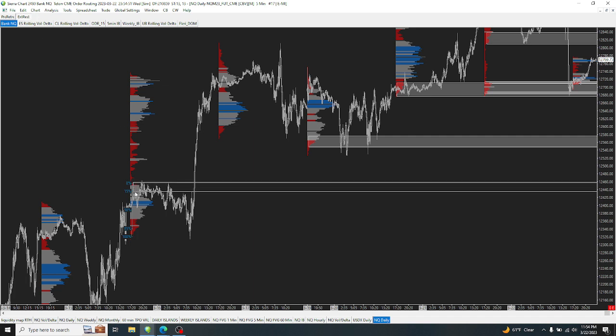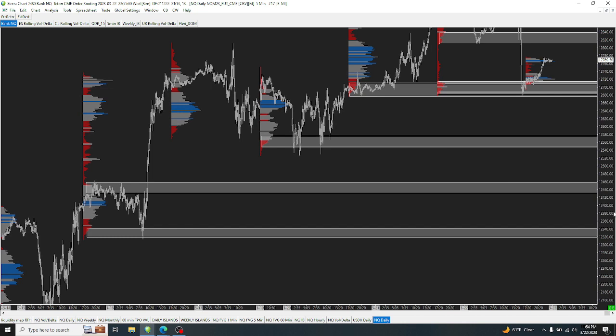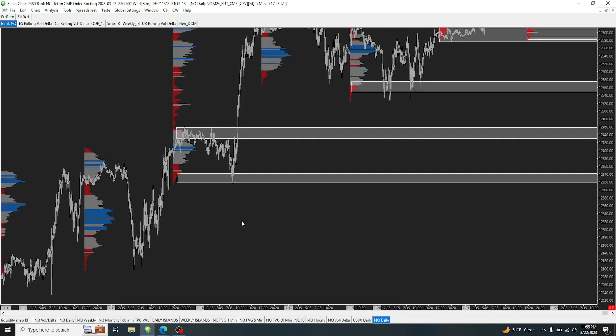So my chart would look like this. We have not tested either of these. So you have an area at 460, an area at 340. This area tested the highs.